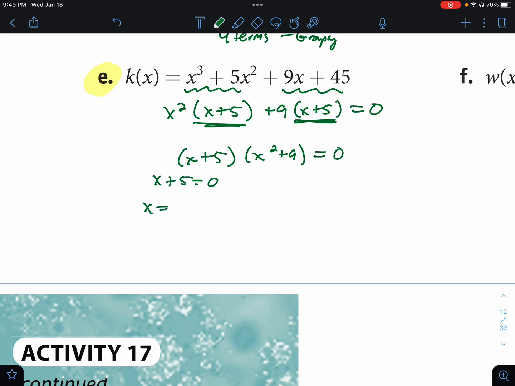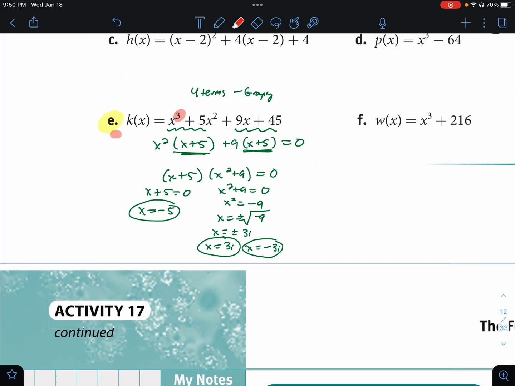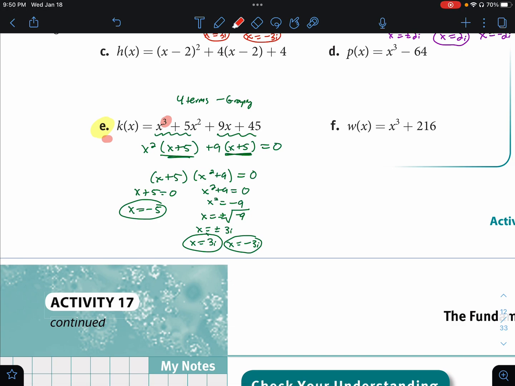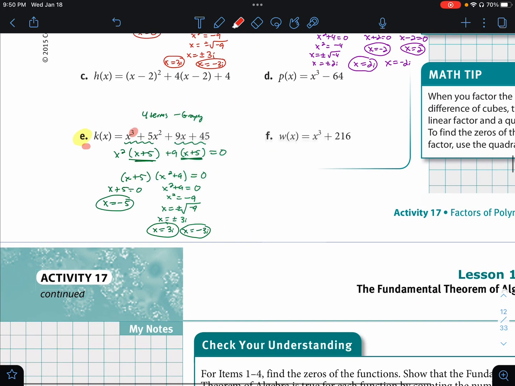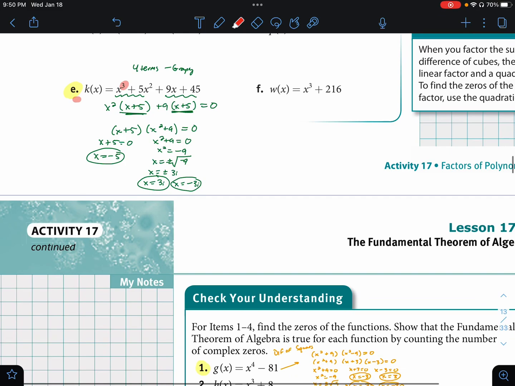So x plus 5 equals 0, x equals negative 5, my first solution. x squared plus 9 equals 0, x squared equals negative 9, x equals the plus or minus square root of negative 9, so plus or minus 3i. So if I write it separately, I do get 3 answers for a third degree polynomial. Eventually we'll learn how these impact the graphs, but that's a good sense of if it's setting equal to 0, how you finish and solve.